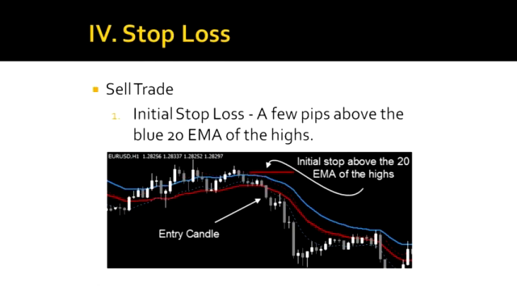The initial stop loss means this is the stop loss that you place when you enter the trade. It is the stop loss that's going to be the furthest away from the entry. The initial stop loss, we can see on a sell trade, will go above the blue 20 EMA of the highs. Here in the example, we have the candle closing below the red line, the 20 EMA of the lows. We know the RSI is signaling a short, so we don't need to look at that in this example. This is the previous picture. So above that entry candle, we're going to look at the blue 20 EMA of the highs and place our stop loss just above that.